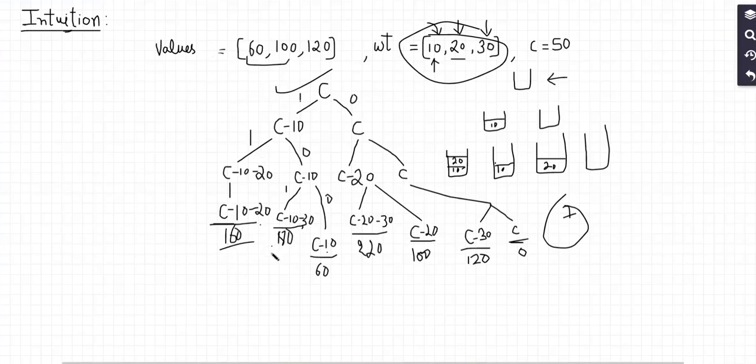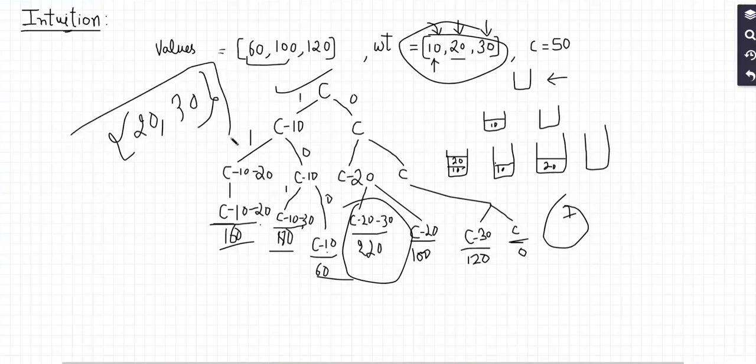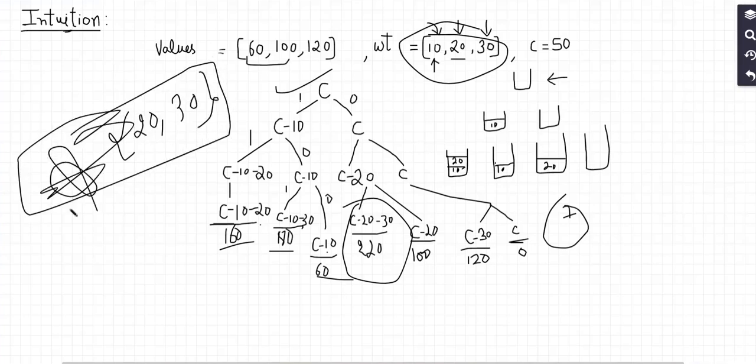Okay, so out of all these values, this value is maximized, so it is best to choose item number 2 with weight 20 and item number 3 with weight 30, because it gives me the maximum value. I get the maximum value out of this set. Fine, so let's see how we can build a working solution for this problem.